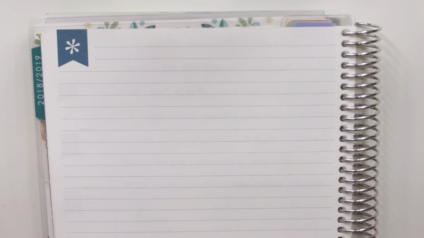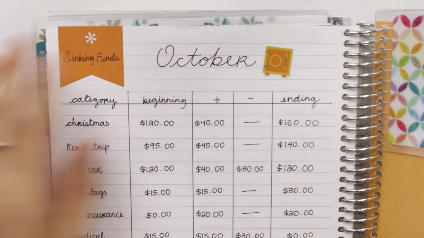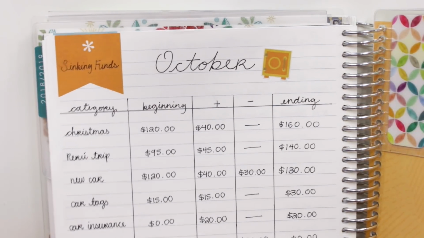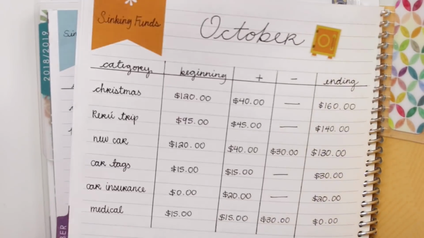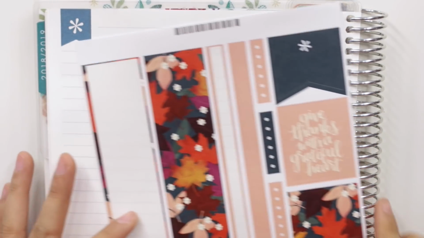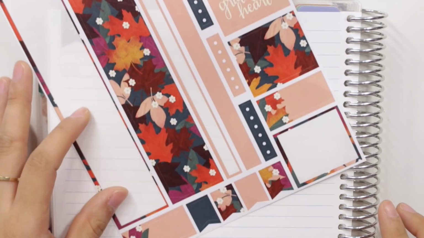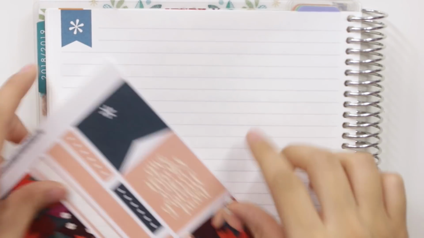I'm going to go ahead and zoom you guys in a little bit. I'm probably going to be flipping back and forth just so I can see exactly what it is that I did for my setup. I did that as well in my September sinking funds, as you guys can see, and it just looks pretty much the same. So I'm going to go ahead and get my Erin Condren sticker sheet. This is the sticker sheet that I use for my whole month's worth of budgeting, and I'm going to take this sticker.